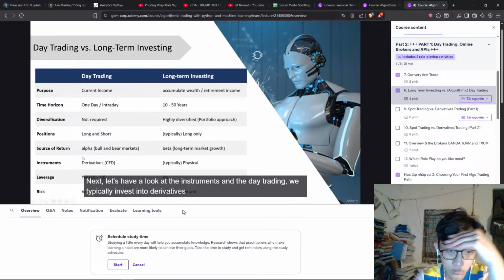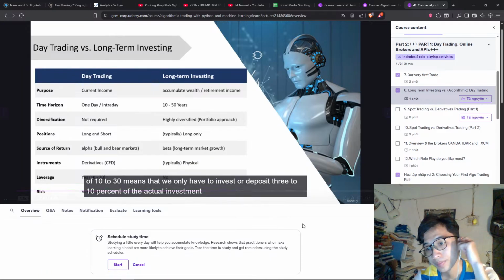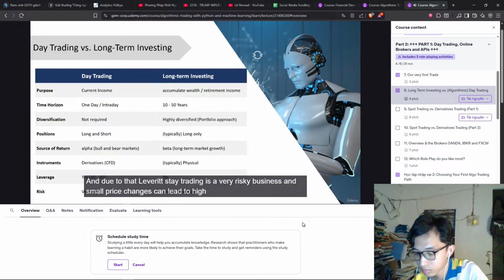And in day trading, we typically invest into derivatives like CFDs, so contracts for differences, and this allows us to invest with leverage, and a leverage of 10 to 30 means that we only have to invest or deposit 3 to 10% of the actual investment amount. And you will see in the next lectures in detail how this works.